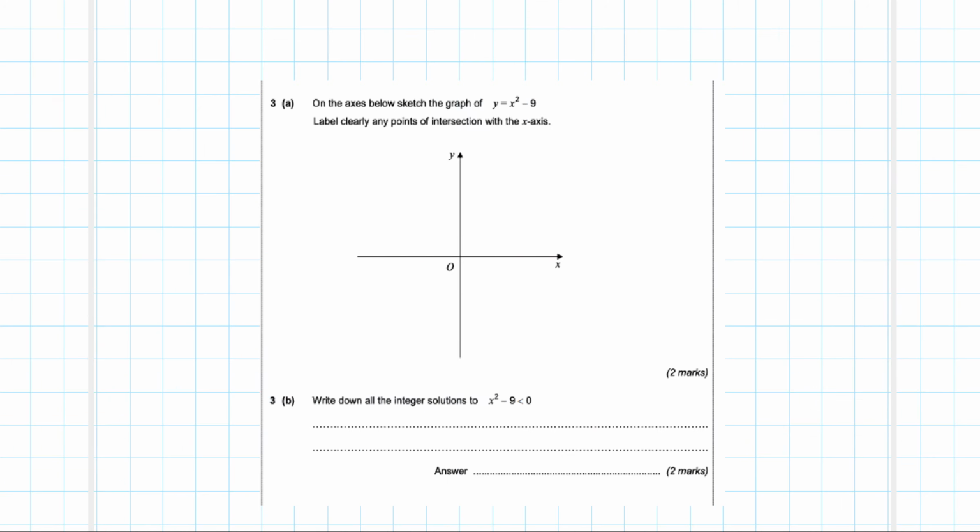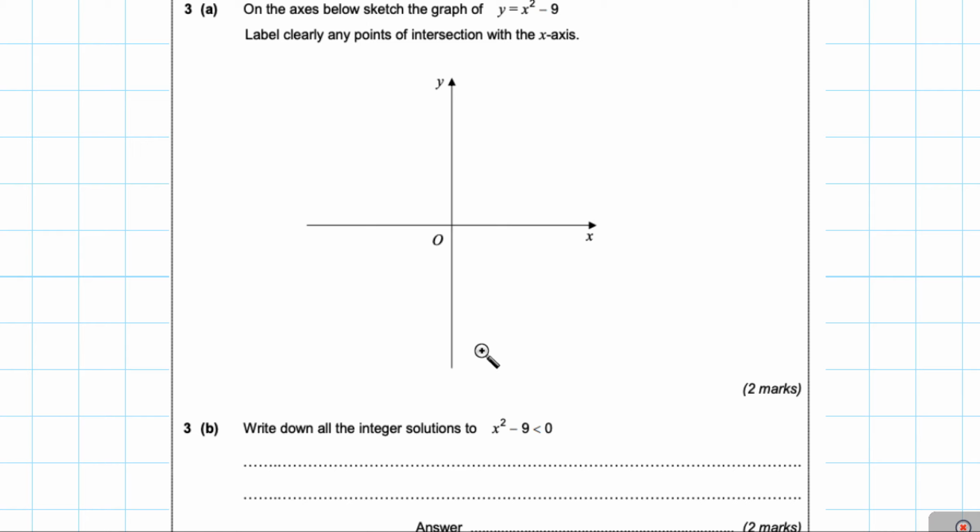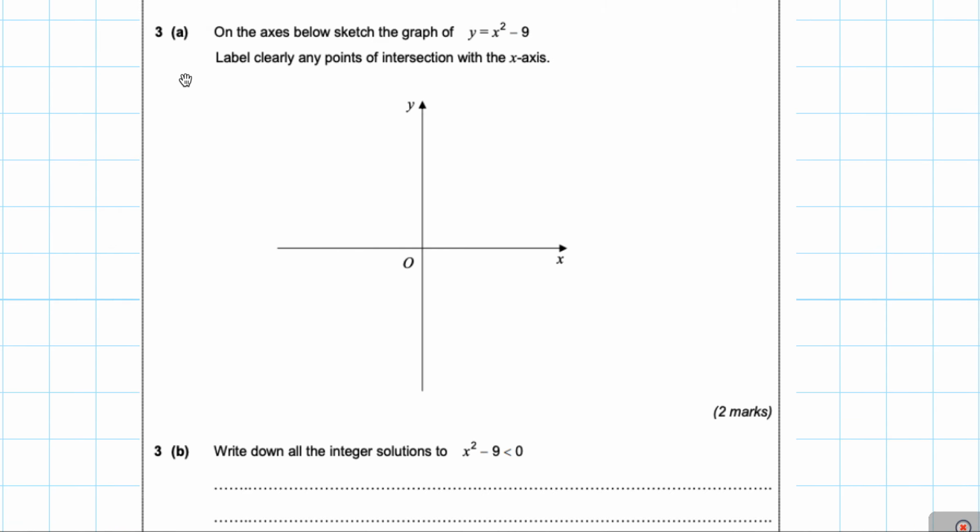The next question we've got is question 3. On the axis below, sketch the graph of y equals x squared minus 9. Clearly label any point of intersection with the x-axis. Okay, so if we are sketching the following graph, we want to first of all label any points of intersection with the x-axis. So it's important that we get this first.